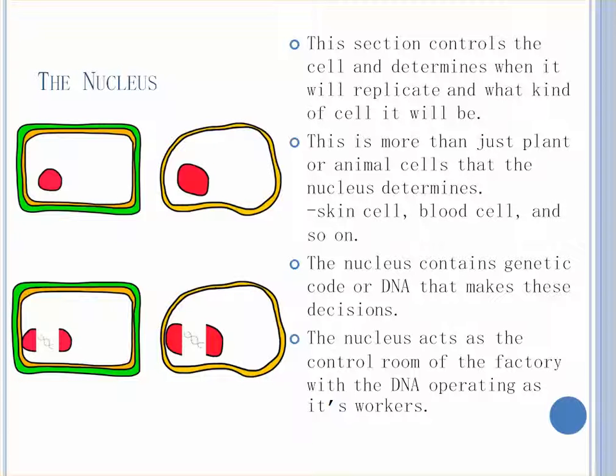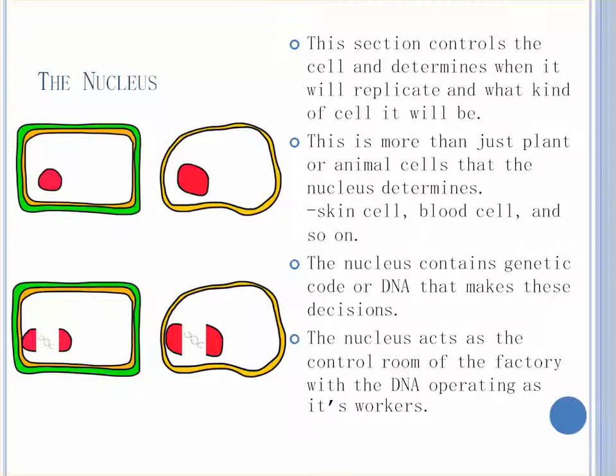The nucleus contains genetic code, or DNA, that makes the decisions in the cell. So it's not the nucleus itself; it is the DNA inside that makes these decisions. You can think of the nucleus as the control room of the factory that we're creating here, and the DNA being the operators in that room.